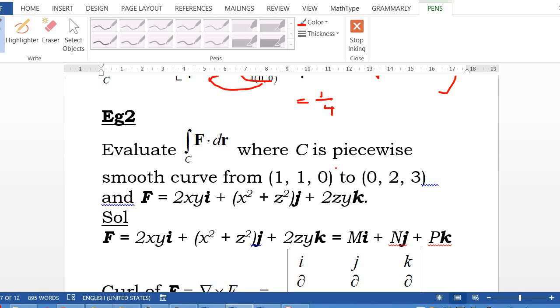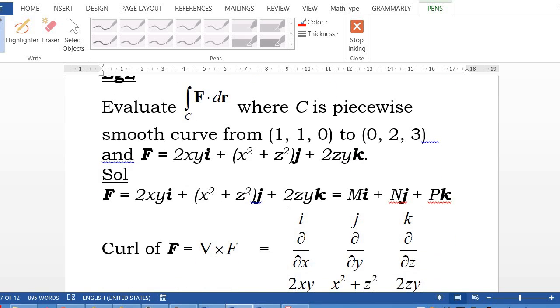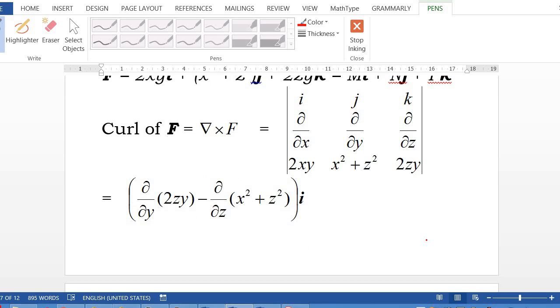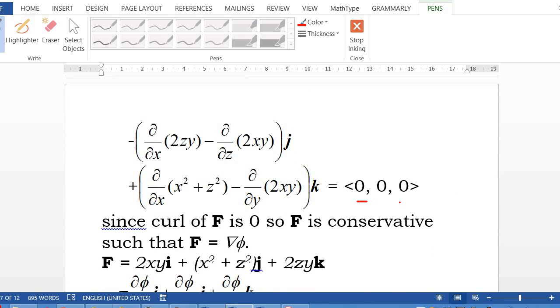So we don't know. If that is the case, we can check whether f is conservative, because if f is conservative, then we can use a potential function to evaluate the line integral. Because in this case, we don't know what kind of path from starting point to ending point. So first of all, we check whether f is conservative. So the curl of f, del cross f. And as just now, if you do the curl of f, in this case, we get the zero vector. Hence, f is conservative.